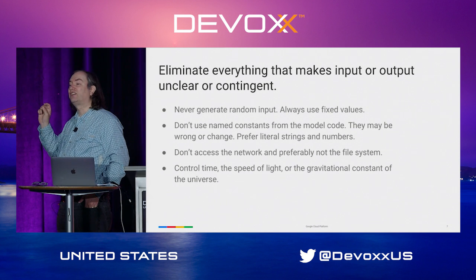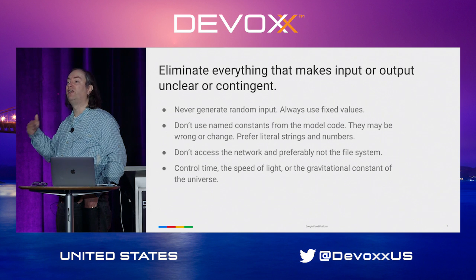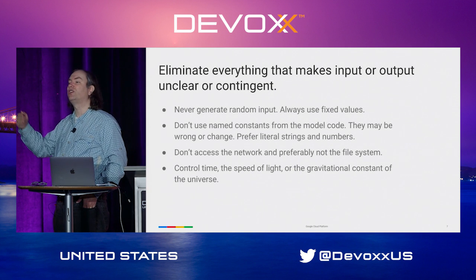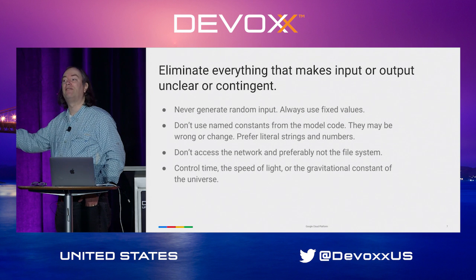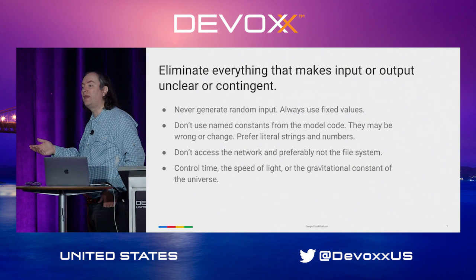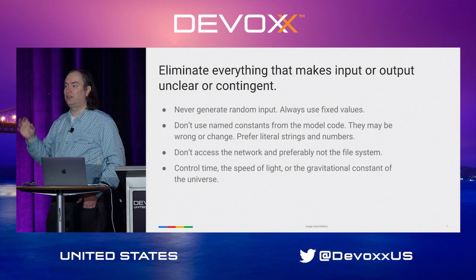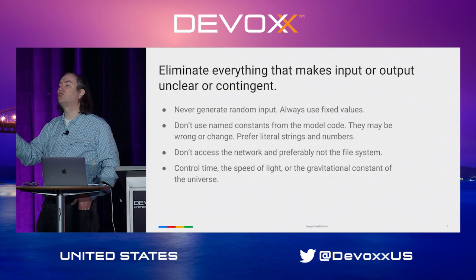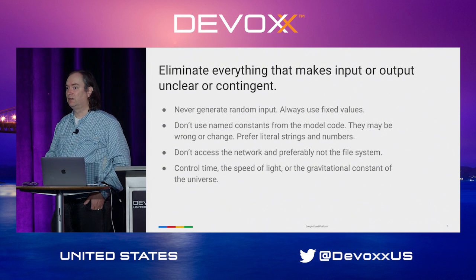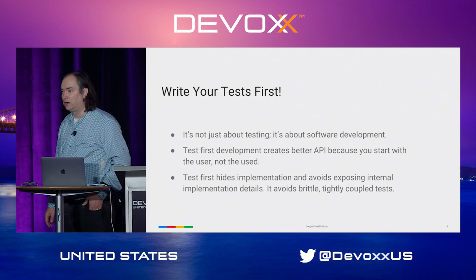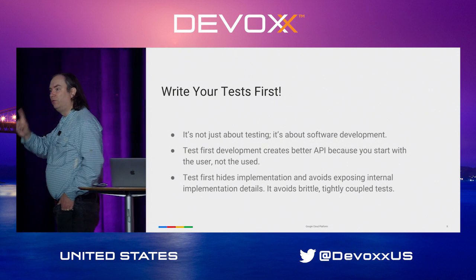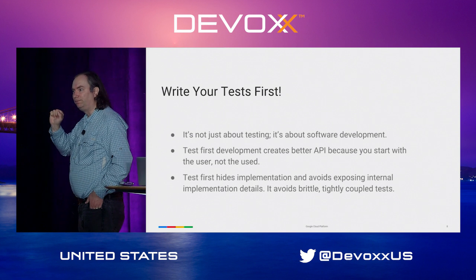Don't let that control the output of your test. If necessary, inject these values, inject a clock into your test, inject the gravitational constant of the universe, whatever it may be, so that you're not dependent on these things that are outside of your control in the environment. That's going to make your tests a lot more reproducible and a lot more debuggable. So that's point one, known fixed input, known output.